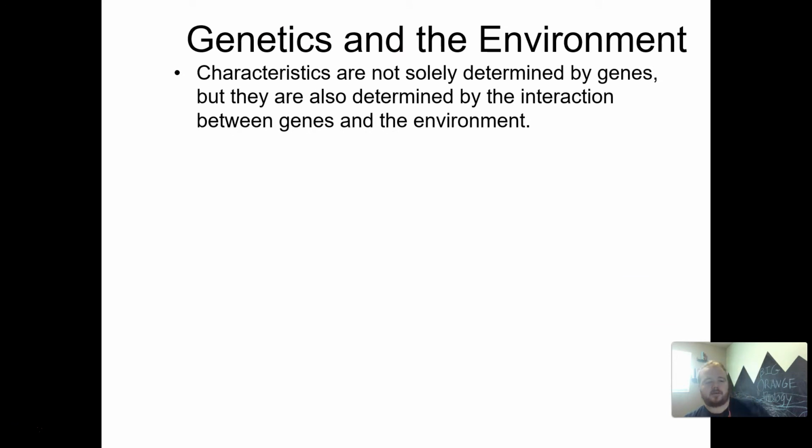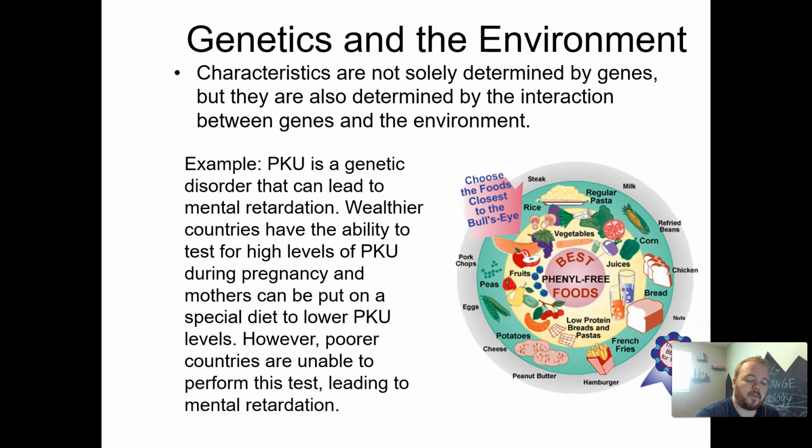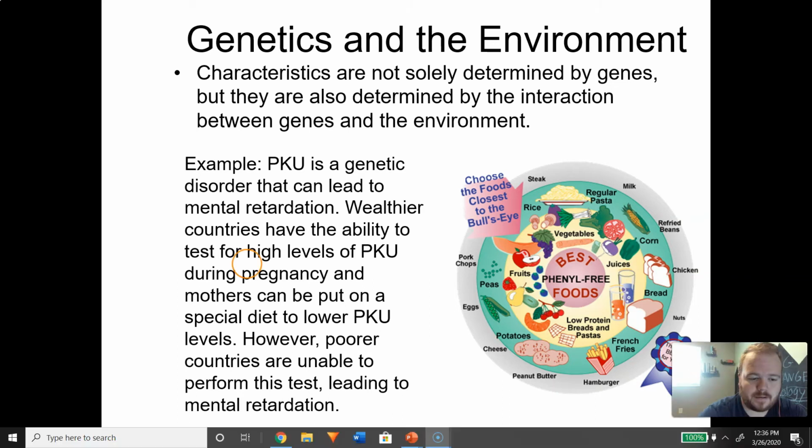Some characteristics are also determined not by just genes, they're also determined by the interaction between genes and the environment. So height and weight also are influenced by your environment. Example, PKU. PKU is a genetic disorder that can cause mental retardation and other health issues. Wealthier countries have the ability to test for high levels of PKU during pregnancy. The mothers can be put on a special diet to lower the PKU level. However, in poorer countries unable to perform the tests, there are higher rates of this disorder. What we have to do with PKU is, basically they have the inability to process certain sugars, so they have to go on a very aggressive keto diet.